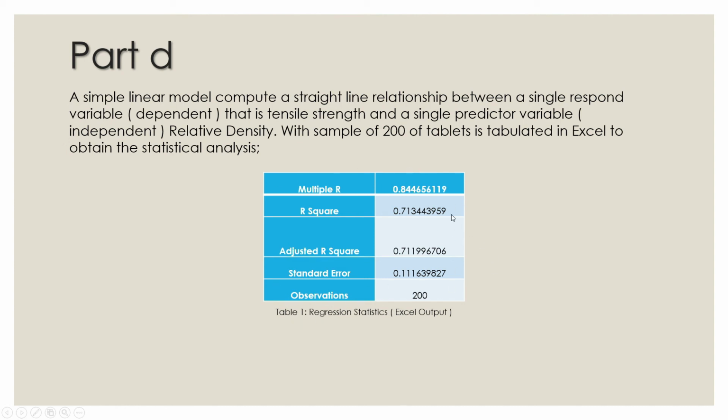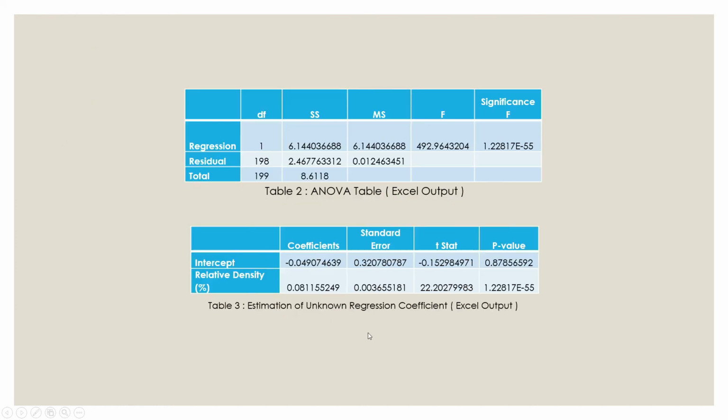For table 1, what we get is the data over here. The multiple R, which is 0.844, is our interest over here. Table 1 is for regression statistics. For table 2, what we get from Excel is this one. Our interest is only in F and significance F, which are this value and this value. For table 3, the estimation of unknown regression coefficients, our interest is only in the coefficients, where the intercept coefficient is our alpha and relative density is our beta.